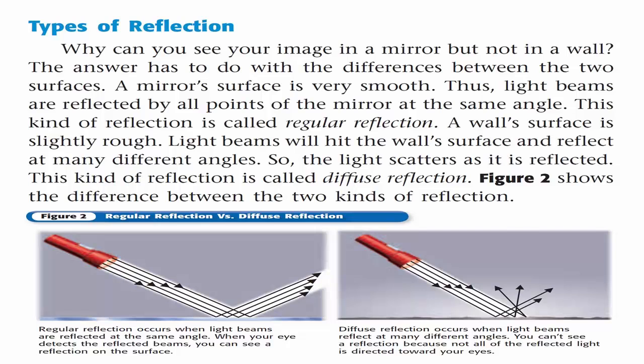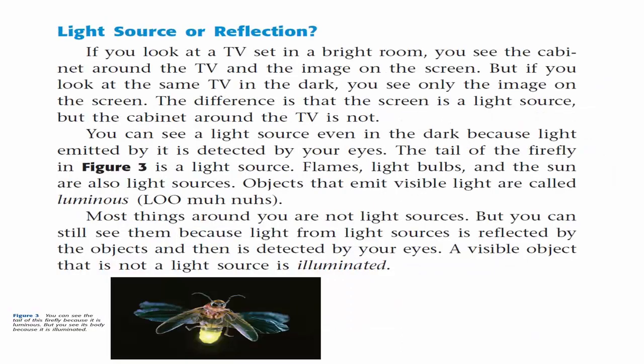A wall surface is slightly rough. Light beams will hit the wall surface and reflect at many different angles. So the light scatters as it is reflected. This kind of reflection is called diffuse reflection. Figure 2 shows the difference between the two kinds of reflection.